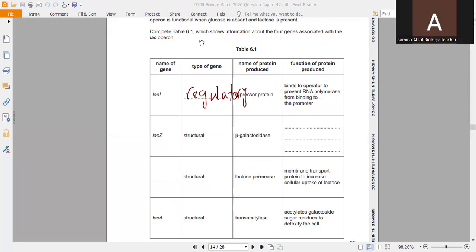Then the second row is lacZ, structural. The name of the protein produced is beta-galactosidase. The function of the protein is that it hydrolyzes lactose into glucose and galactose.